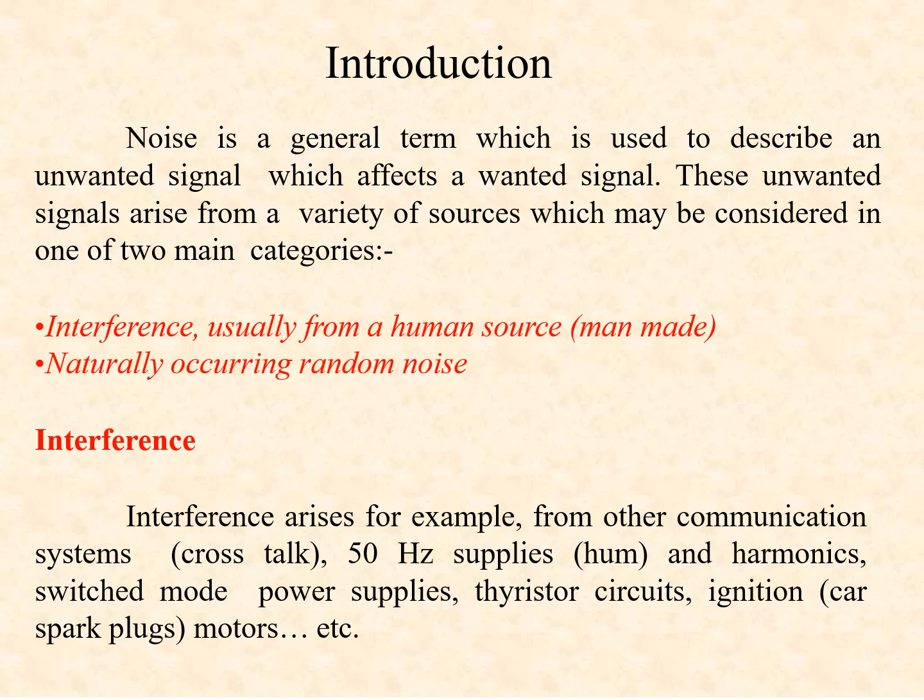First one, interference. Interference arises, for example, from other communication systems, for example a crosstalk between two signals, and the signal contains 50 hertz supplies and harmonics, switch mode power supplies, thyristor circuits, ignition, that is car spark plugs. So we are getting the signal from these types of external sources, and that will create the interference. That is the first one. These interferences are created by human beings, so that's why it is called man-made noise.